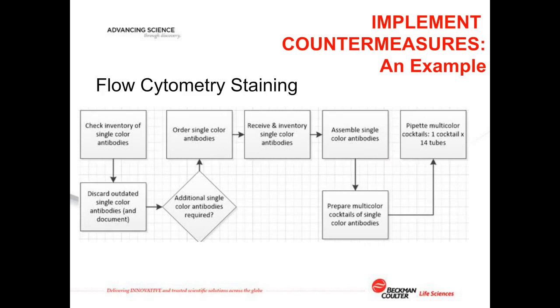So let's look at a potential countermeasure for doing that. And the countermeasure I'm adding is this one here. Instead of having the tech actually do single shots, we're going to prepare multicolor cocktails of single color antibodies. In this case, I'm going to prepare 14 different cocktails, so it's one cocktail per each of the 14 tubes. So we've reduced the number of pipetting steps from 56 to 14. So still quite a bit of pipetting, but certainly better than it was before. So that's certainly an improvement.